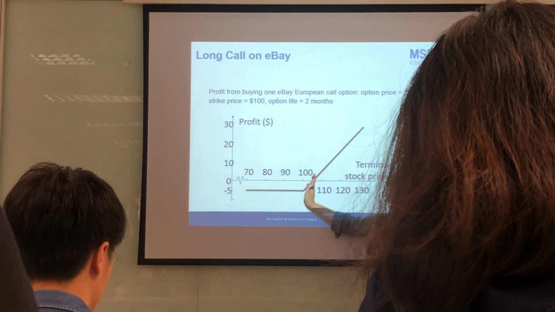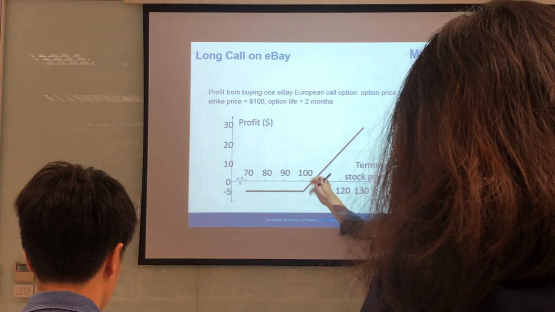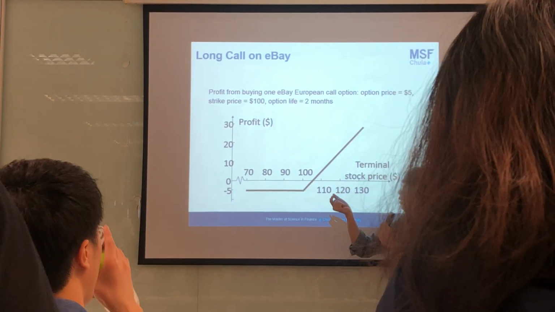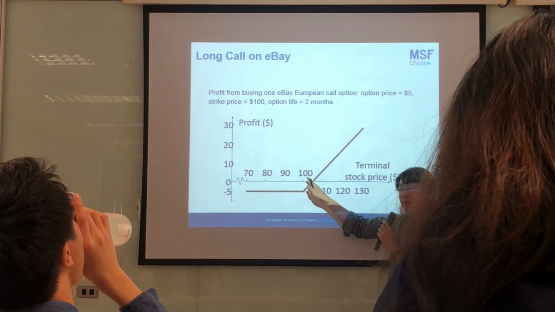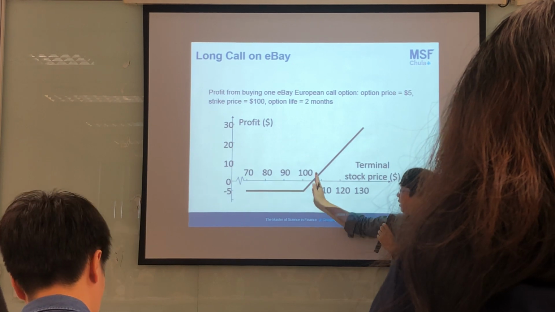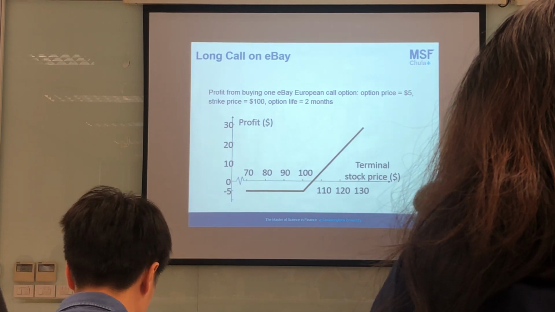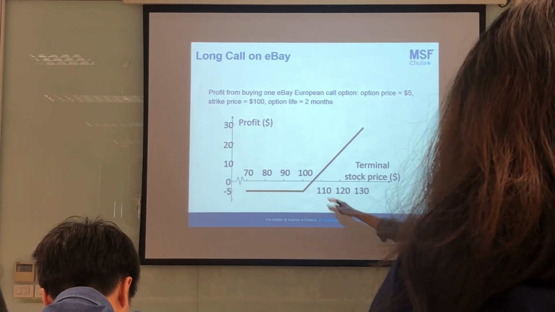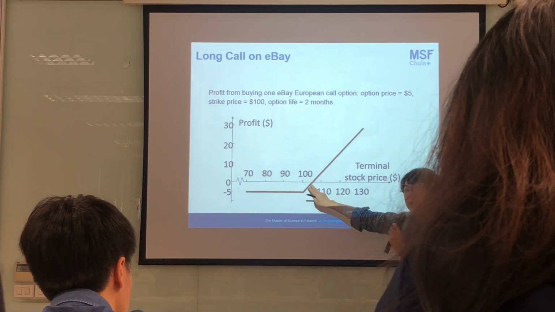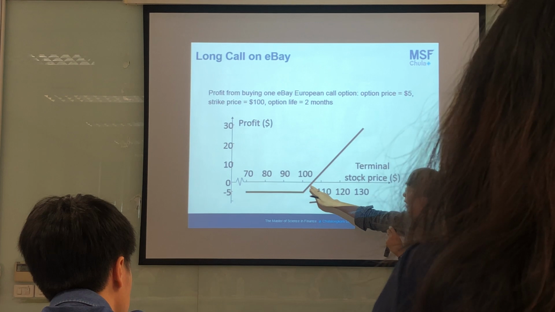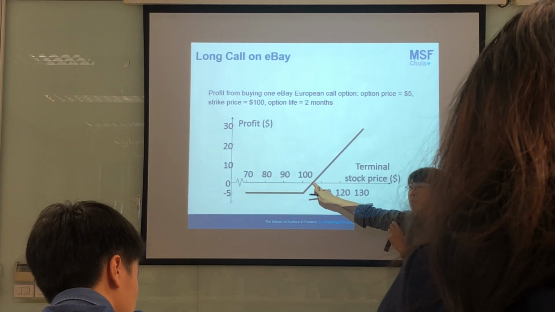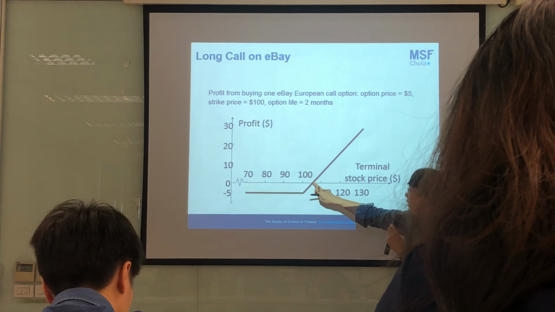But when the stock price is greater than 100, your call has some positive value. If the stock price is greater than 100, then the value of the call is positive, so it should be higher than minus 5. And the break-even point here is equal to 105, right? 105.